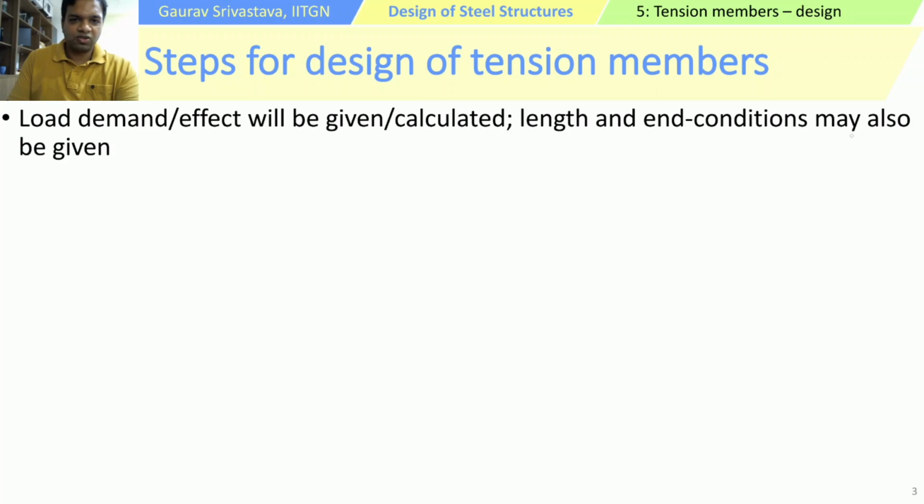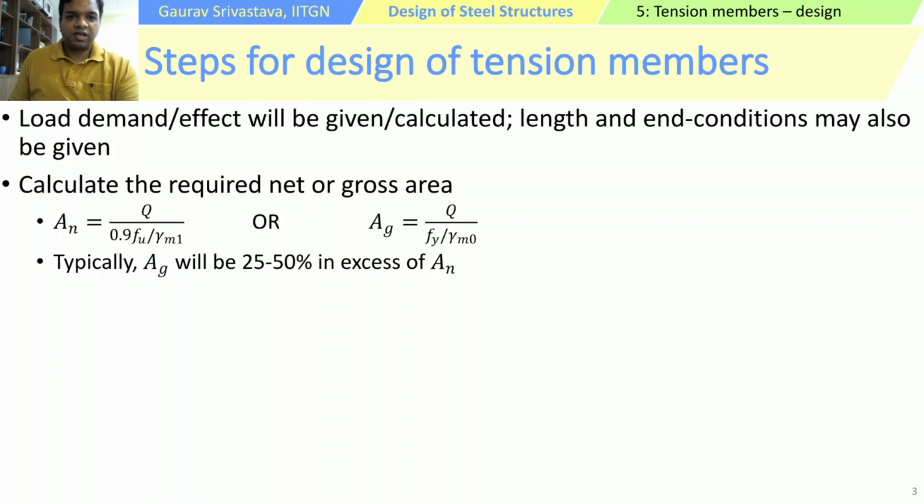Lengths and end conditions may also be given. So these are the few things which will be given. The first thing we will have to do for design of tension members is we can either calculate the required net area or the required gross area, and it is a matter of preference. Some people like to calculate the net area and then extrapolate it by 25 to 50% to get the gross area. Someone may like to directly calculate the required gross area.